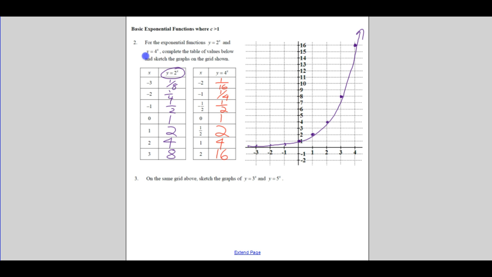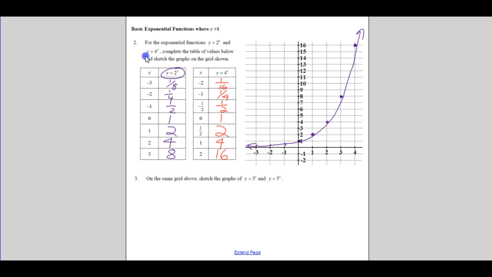We put arrows on both ends to indicate that it keeps going both ways, right? I mean, there is a 2 to the power 5, it's up there, and 2 to the 6th, and so on. So at the same time, we're also going to graph 4 to the x.